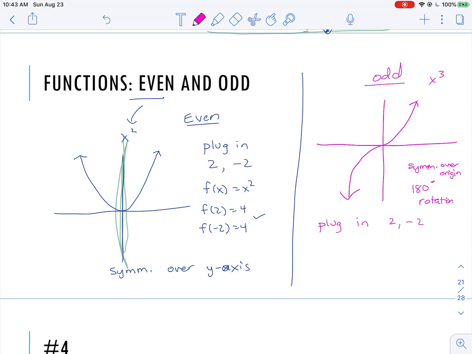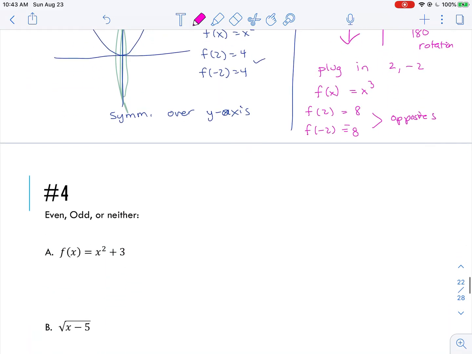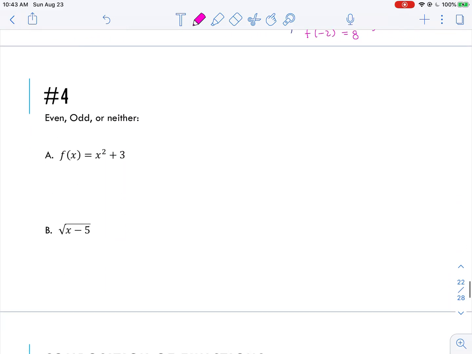To tell if a function's odd, again, you can plug in 2 and -2 and watch what happens. If I have f of x equals x cubed, if I plug in 2, I get 8. If I plug in -2, I get -8. So they're opposites. And that's how you can tell if a function is even or odd.